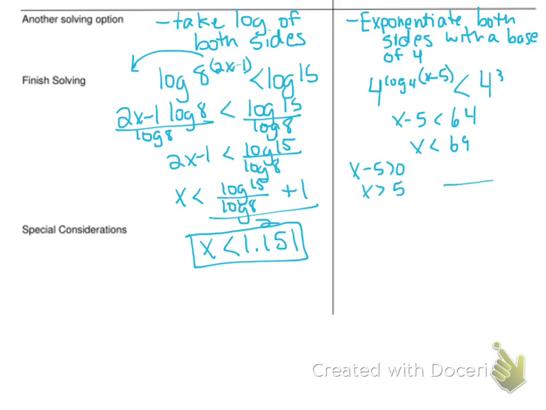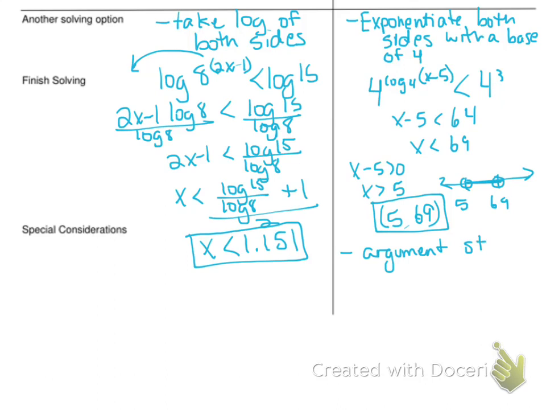I still have to set it greater than 0. I still have to do the graph, and then I get an inequality answer just the same as before. So once again, the argument needed to be greater than 0, but I did not have to change the sign.